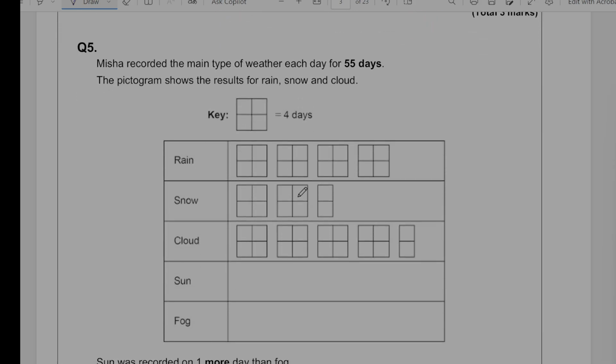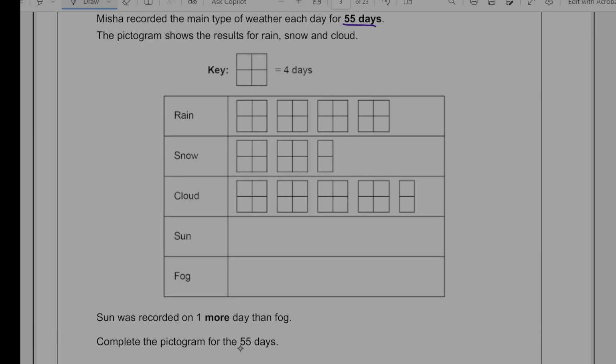Right, question 5. Misha records the main type of weather each day for 55 days. So I'm going to underline that because that's going to be a key point, I reckon. The pictogram shows the results of rain, snow, and cloud. Sun was recorded on one more day than fog. Complete the pictogram for the 55 days. So it's mentioned that 55 again.